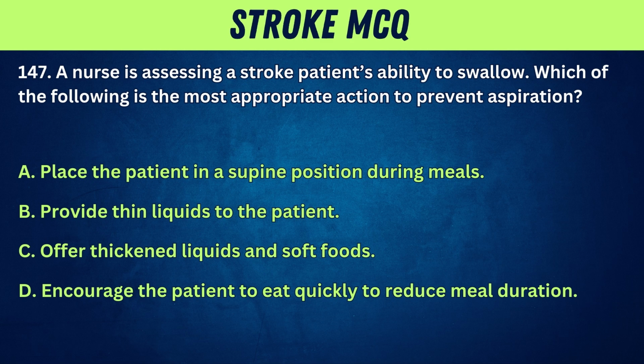147. A nurse is assessing a stroke patient's ability to swallow. Which of the following is the most appropriate action to prevent aspiration? A. Place the patient in a supine position during meals. B. Provide thin liquids to the patient. C. Offer thickened liquids and soft foods. D. Encourage the patient to eat quickly to reduce meal duration.